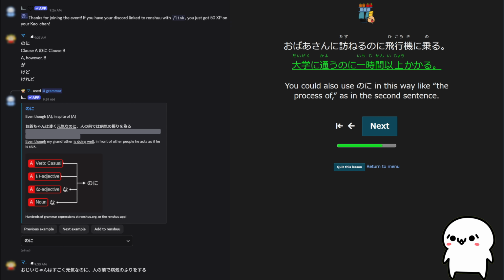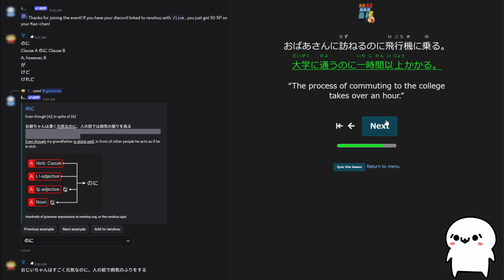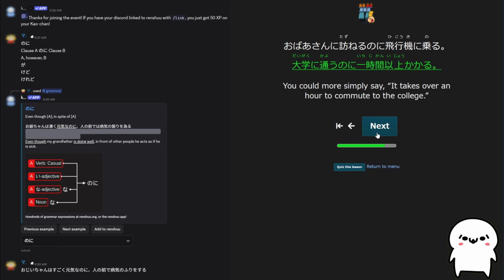So you can see it translated different ways. Noni is one of those ones where there's not a fixed translation. Let me go back to the original translation we had. In order to go to university, it takes over an hour. But you know what? That doesn't sound quite as natural as it could be. So you might say the process of commuting to the college takes over an hour. And you say, oh, yeah, that works. I might use that. You might also just say it takes over an hour to commute to the college. And just that too. You know, I study hard to get a good grade.